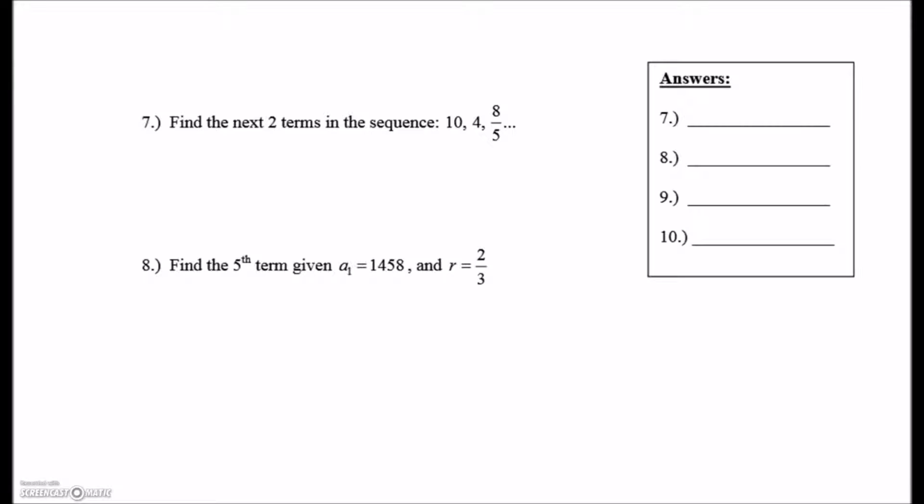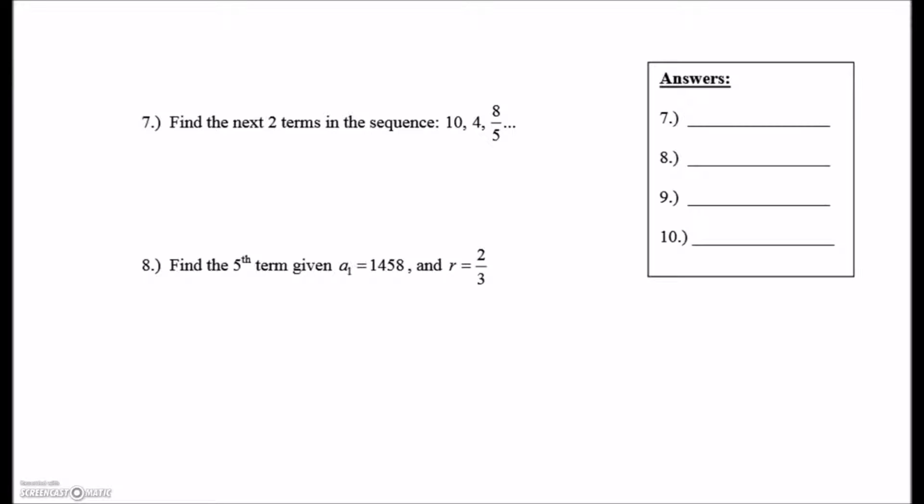For the next one, it says to find the next 2 terms. Again, if we're just looking for immediate terms after the ones we already have, there's no need for a formula here. For this one, we just need to figure out if it's arithmetic or geometric. This one's not arithmetic. I'm not adding the same thing each time. That should be obvious. But it is geometric, and it might be difficult to find out what you're multiplying by here.